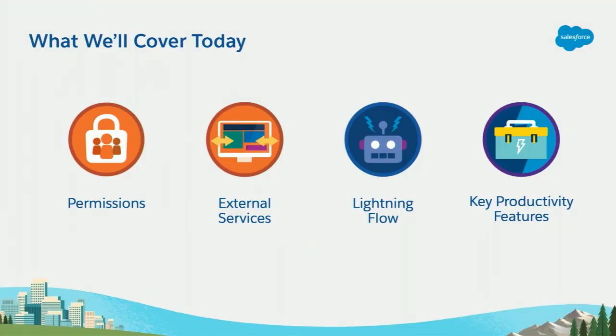So what are we talking about today? We're going to be covering 4 main topics, starting with permissions and permission set groups, then moving on to external services and some critical updates there. And then we're going to be talking about Lightning Flow and what's coming out for that. And lastly, we'll be talking about key productivity features coming to Lightning.